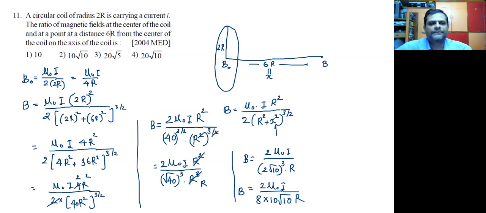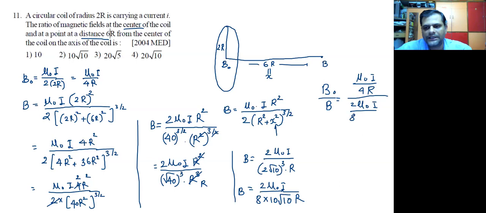What we want here is the ratio of the magnetic field at center to the magnetic field at a distance 6r, मतलब हमको निकालना है b naught upon b, ये रेशियो करेक्ट है. तो b naught upon b अगर निकालना है तो b naught का वैल्यू क्या है हमको पता है ऑलरेडी, it is mu naught I upon 4r, right? And what is the value of b here? It is going to be actually 2 mu naught I upon 80 root 10 into r.